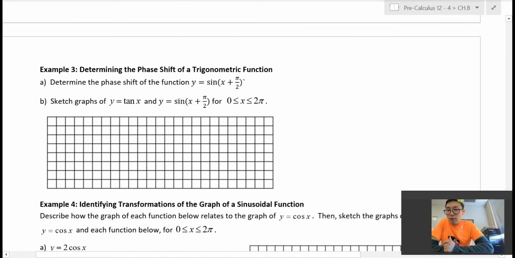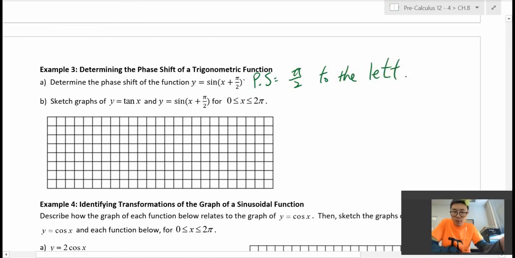It says determine the phase shift of the function y equal to sine of x plus pi over 2. So there's a phase shift of pi over 2 to the left, right? Because it's x plus pi over 2, so it's actually to the left, not to the right. So we want to sketch, oh my goodness, that's a typo right here. We don't want to sketch the graph of tangent x, we want to sketch the graph of sine x and sine of x plus pi over 2 for 0 to 2 pi.